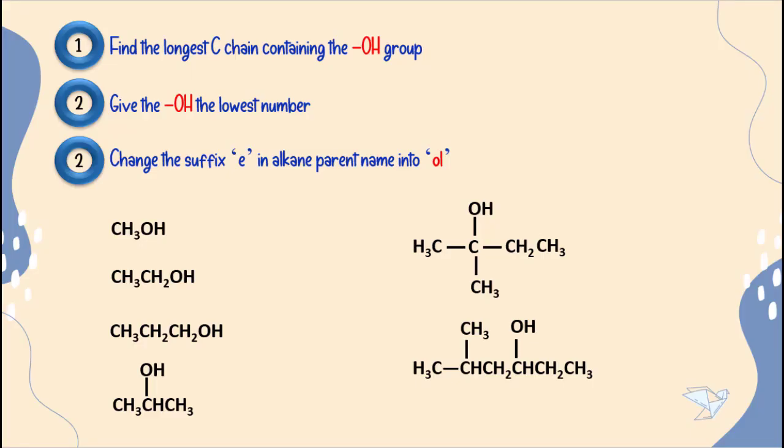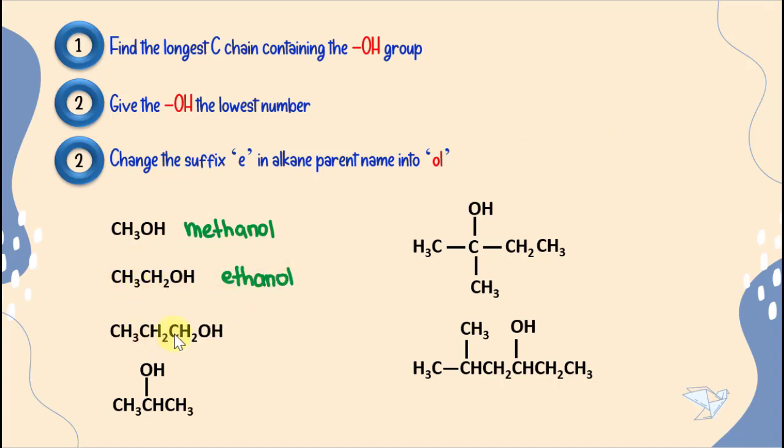To name an alcohol, we are going to follow these three steps. The first one is to find the longest carbon chain that contains the OH group. Next, give the OH group the lowest number possible. Then, we change the suffix E in the alkane parent name into ol. The IUPAC name for an alcohol with one carbon is methanol, and a two carbon alcohol is ethanol.